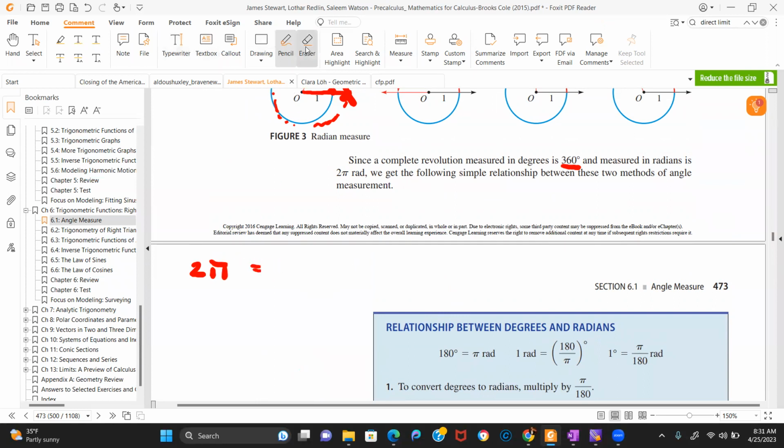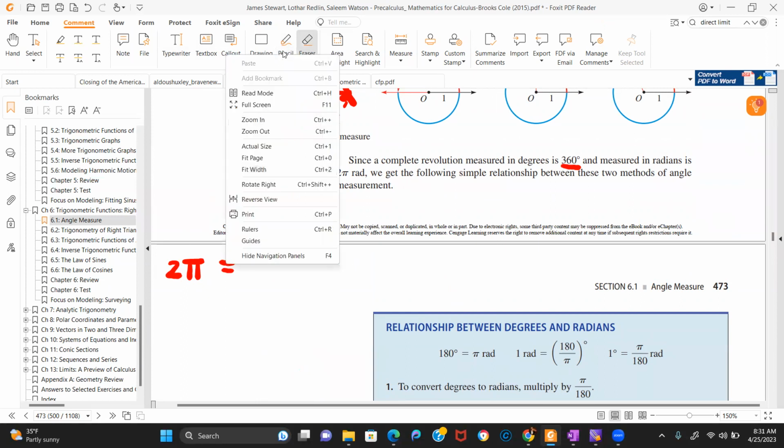I wasn't using it. I was using the other one. Anyways, I was using a different PDF viewer. That's why the pen looks much different. So we have 2 pi radians.